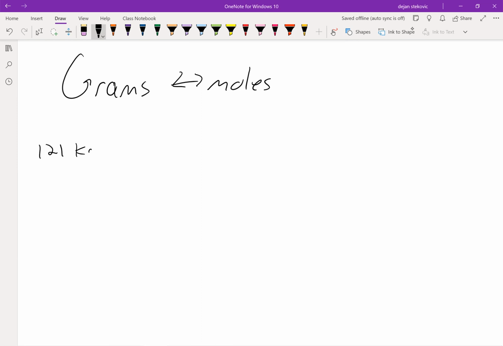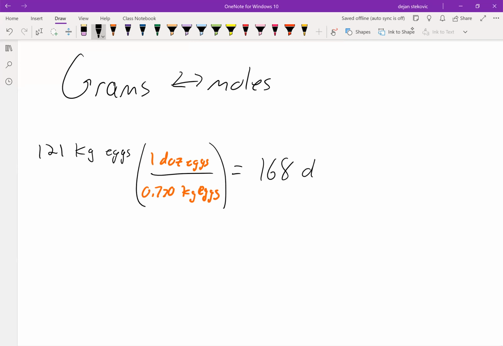Before we had 121 kilograms of eggs. And then what we said was 1 dozen eggs is 0.720 kilograms of eggs. And then that's how many we got, right? We got 168 dozen eggs. In the previous example, we went on to go to individual eggs, so we multiplied that by 12. But here we're going to stop at dozen eggs.